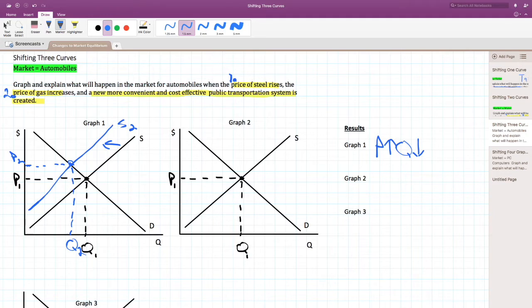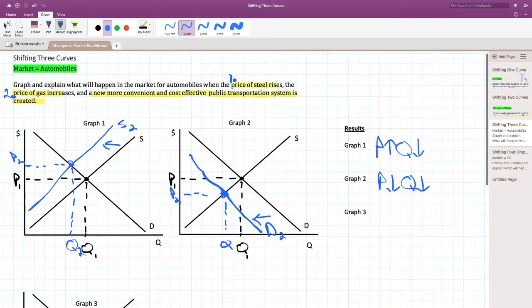All right, shift 2, price of gas increases. Now, it's important to think about the relationship between gas and cars. Cars and gas are complementary goods. Those are 2 goods that are bought and used together. If gas is more expensive, I would expect fewer people to want to buy cars. That's going to cause a decrease in the demand for cars. So my demand curve is going to shift to the left. We're going to go from D1 to D2. The point where my new demand curve D2 intersects is going to become my new equilibrium price and quantity, which I'll label P2, Q2. In graph 2, price goes down, quantity goes down.